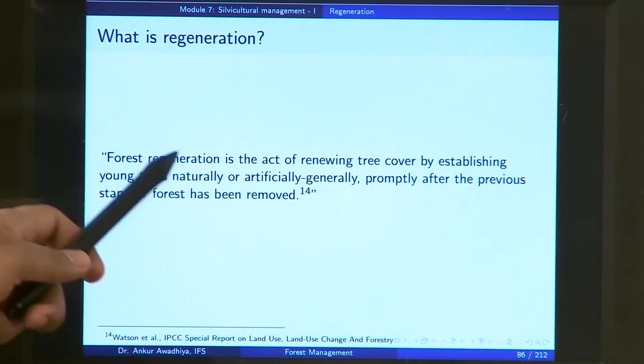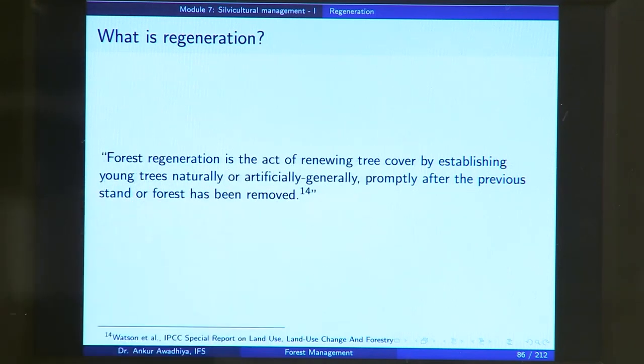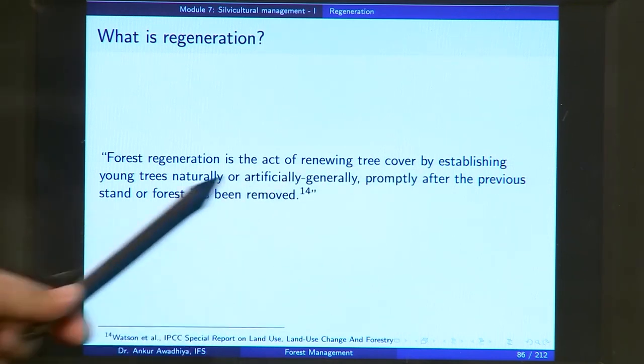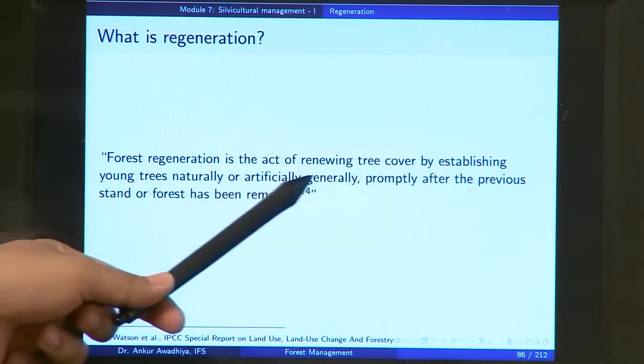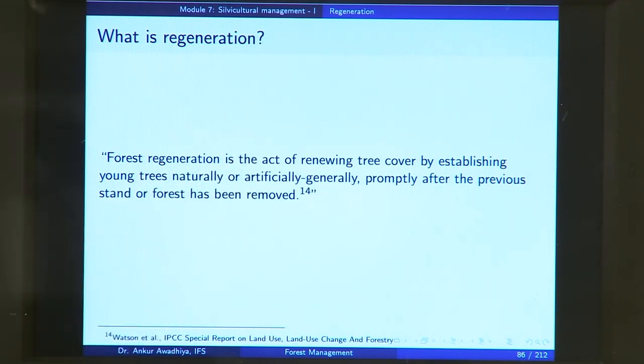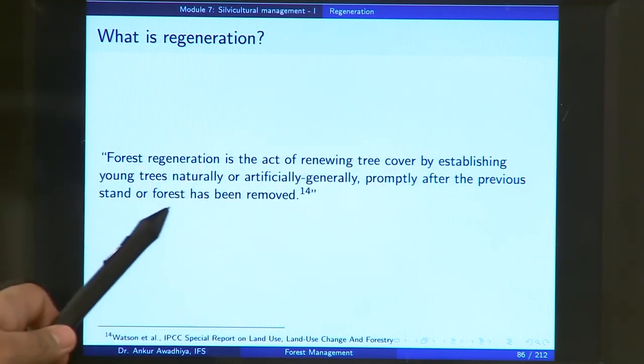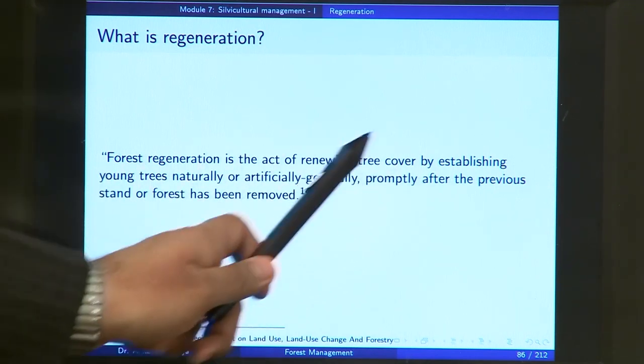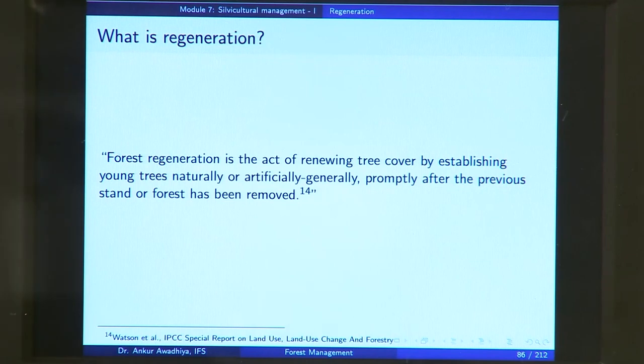So, forest regeneration is the act of renewing the tree cover. So, we are trying to renew the tree cover by establishing young trees, and these young trees can be established either naturally or artificially. So, we will look at both of these, natural regeneration and artificial regeneration, and it is generally done promptly after the previous stand of forest has been removed. Why is it done promptly after the previous stand has been removed?